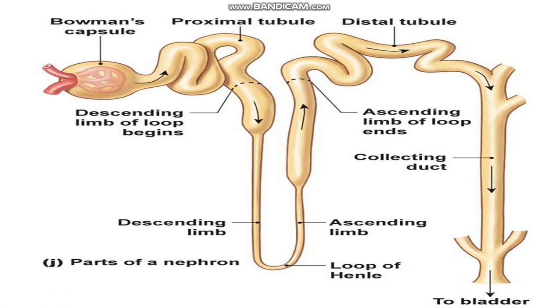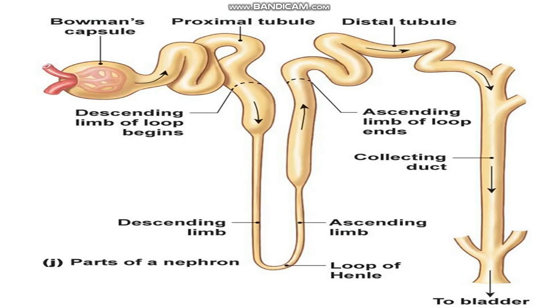So initially there is a Bowman's capsule, or renal corpuscle, and from the renal corpuscle the urine will be led to the complicated structure, the renal tubules. At the beginning there is the proximal convoluted tubule, and after that there is the loop of Henle.